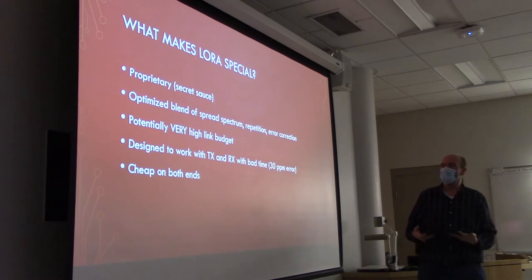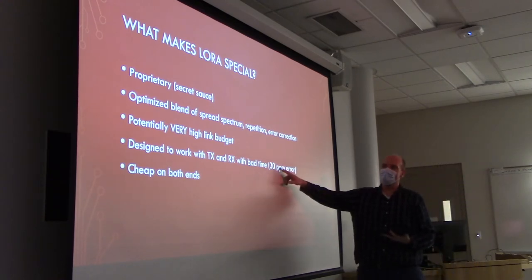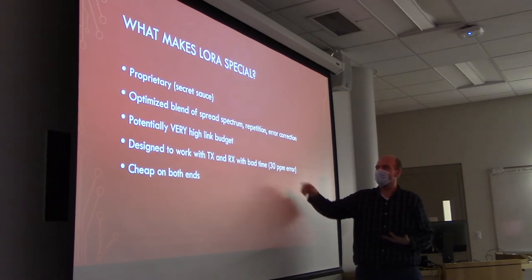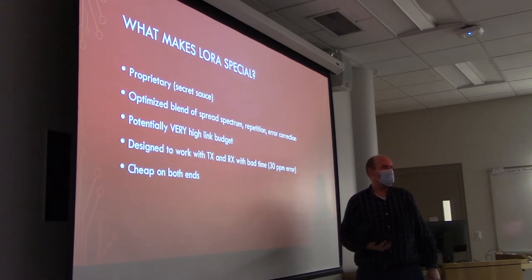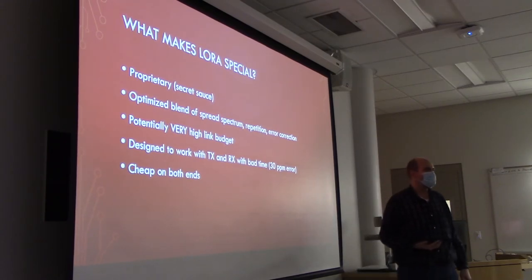And it's designed to work, this is the big thing, it's designed to work where both the transmitter and the receiver have bad timing. The specification for LoRa is 30 parts per million error. So 30 parts per million error is the type of timing that you can get from a 10 cent crystal oscillator. So a very cheap crystal oscillator can get you that sort of precision.